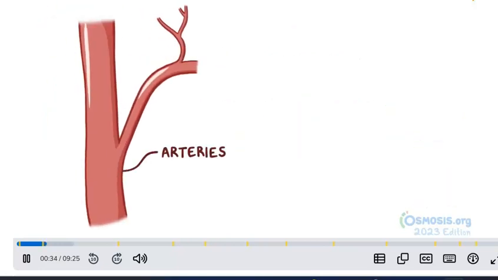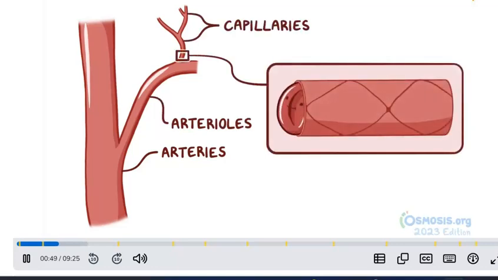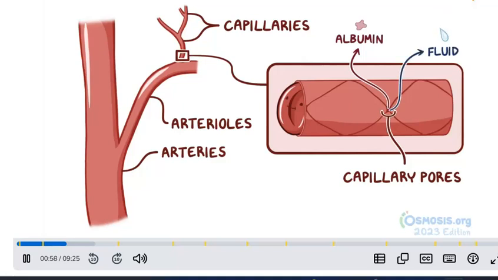The blood in the arteries is under a lot of pressure because it needs to reach every little nook and cranny of the body. Those arteries branch out into narrower and narrower arteries, and then arterioles until finally it gets to the capillaries, which have walls that are only 1 cell thick and are slightly porous. Red blood cells are too big to fit through the capillary pores, but small proteins like albumin and fluid can make it through.